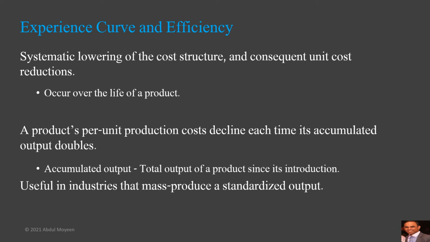The next point of discussion is the experience curve and the superior efficiency. The experience curve refers to the systematic lowering of the cost structure and consequent unit cost reductions that have been observed to occur over the life of a product. According to the experience curve concept, unit manufacturing cost of a product typically declines by a characteristic amount each time accumulated output of the product is doubled. By accumulated output, we mean the total output of a product since its introduction.